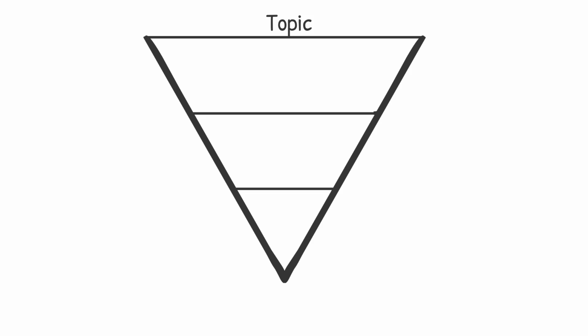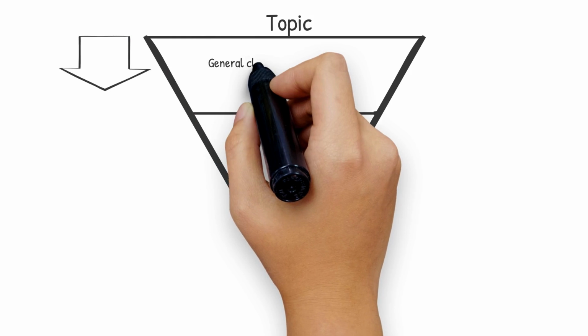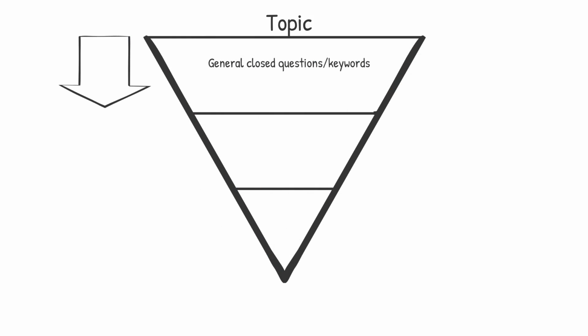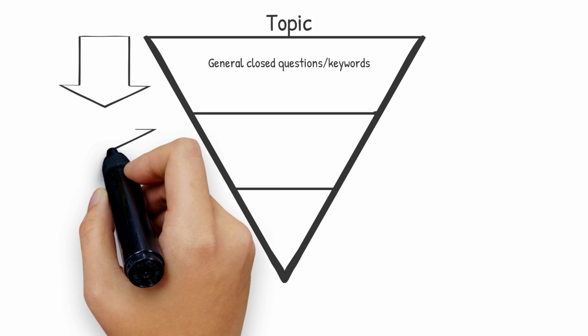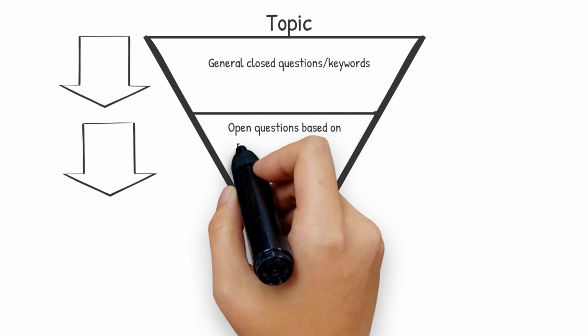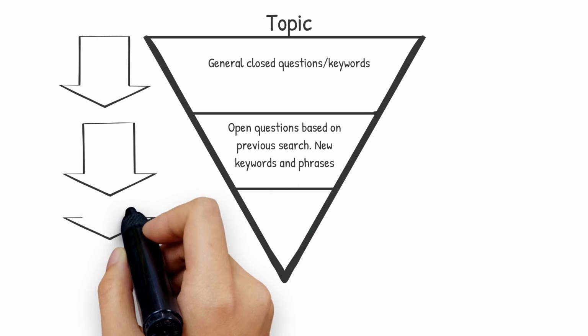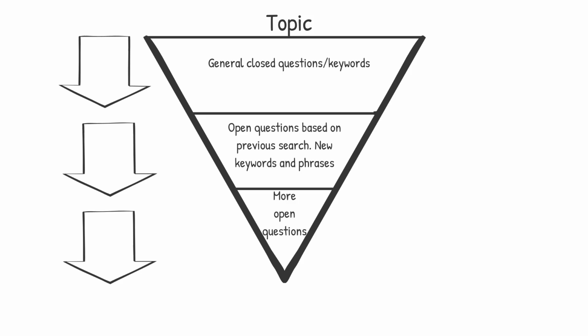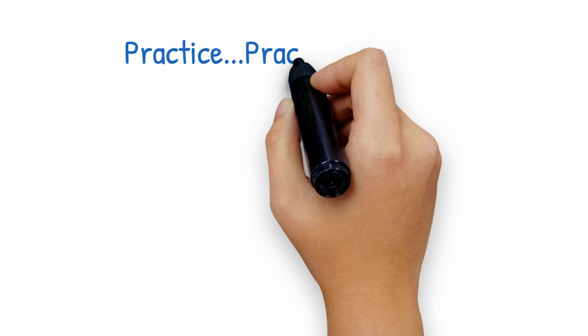Remember, if you don't know much about your topic, start with simple, closed questions to give yourself some information about the topic. From there, you want to open the questions up to lead you to new questions and keywords and phrases so you can continue to do your research. This is all about giving yourself a path, a direction in your research. This skill takes a lot of practice.